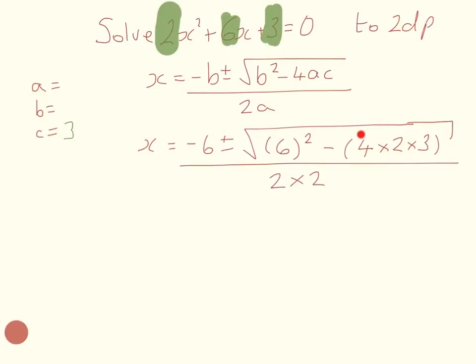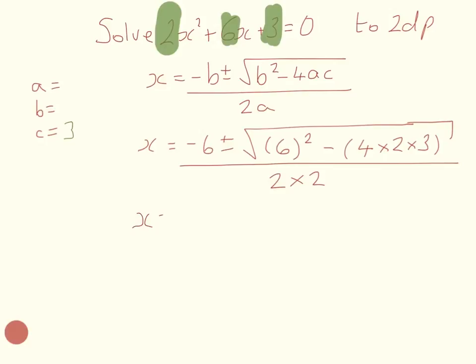At this step here, I like to put the b squared part in brackets and this part in brackets. I do that because when we look at examples involving negatives, it can get a wee bit confusing, so putting in the negatives and putting in the brackets will just give you a better chance of following the procedure through properly. So we've substituted in.